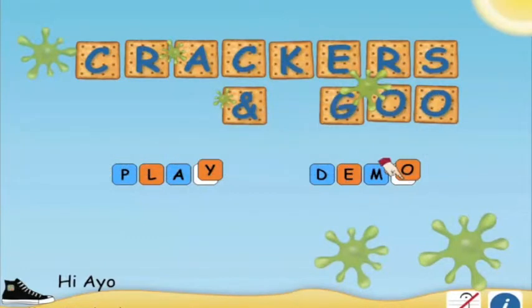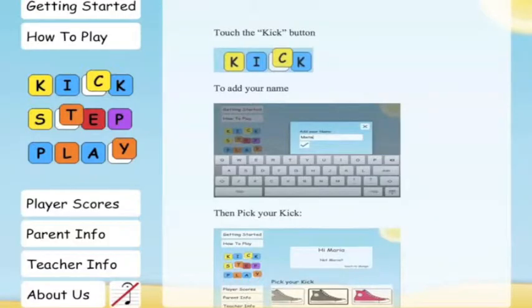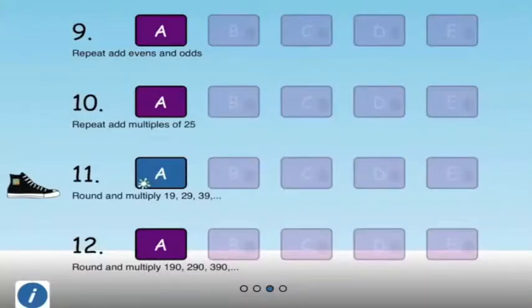The strategies you will learn in this video will enable you to be more quick and accurate when repeatedly adding or multiplying these numbers. Let's go ahead to the step screen so we can see in which step you will encounter these types of computations. So we'll hit the I button to get to the info screen, and from there we can hit step to get to the step screen. And you can see that the sneaker is right next to step 11, which is where we round and multiply 19, 29, 39, and so forth.